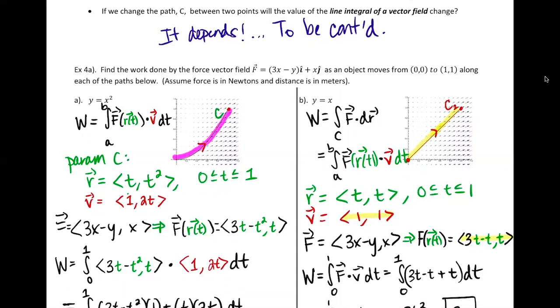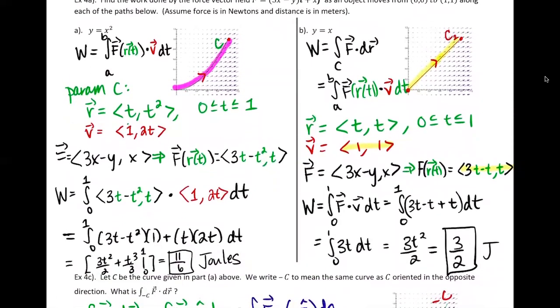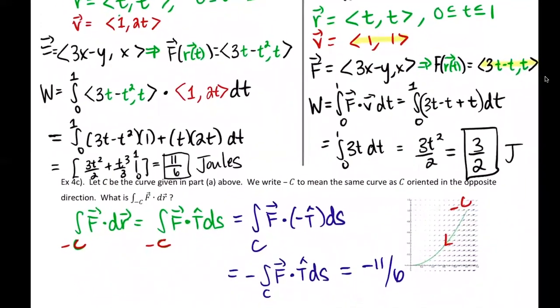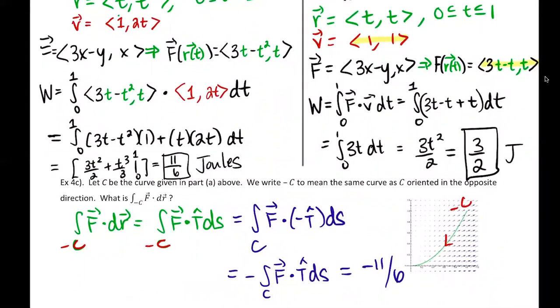Okay, the next piece I want you to try or talk about is down below, and I'm just going to put it all up here. If we let C be the curve given in part A, when we write negative C, we mean the same curve as C, but oriented in the opposite direction. And so I want you to notice what will happen with the line integral if we started instead at 1, 1 and went to 0, 0.